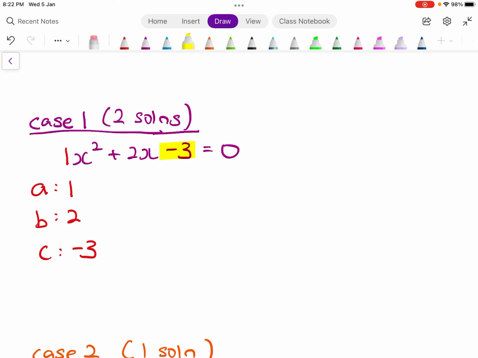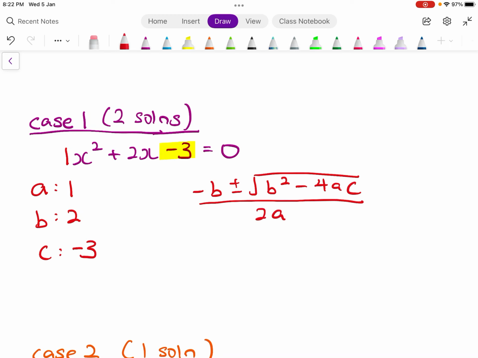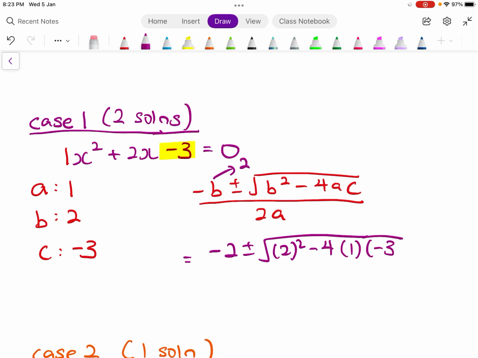Now I put in the numbers. Negative b plus minus square root b squared minus 4ac over 2a. Let's put in all the numbers according to their places. Negative b is negative 2, so let's put negative 2 here. Negative 2 plus minus square root. b squared is 2 bracket squared, minus 4a, where a is positive 1, c is negative 3 bracket.